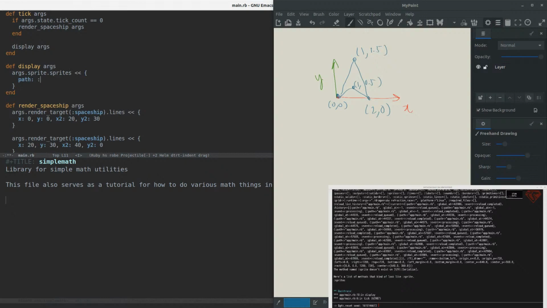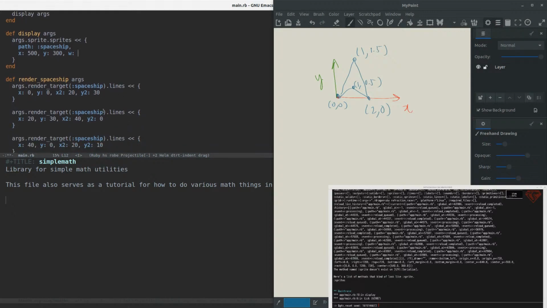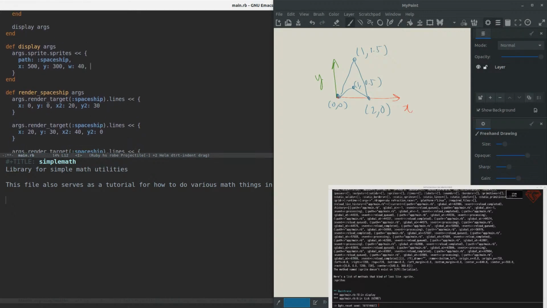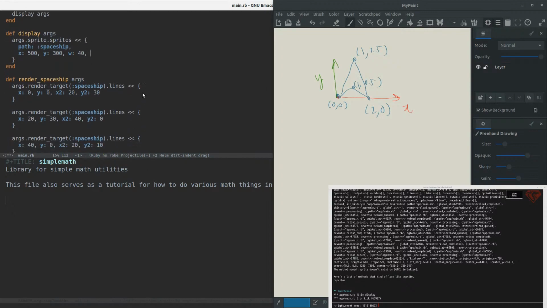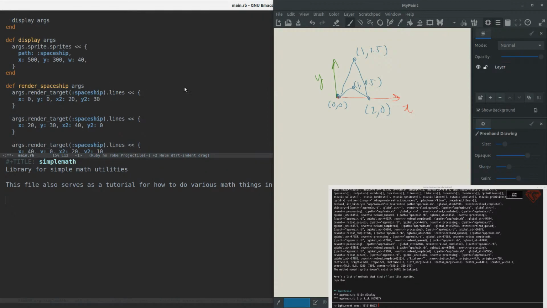So we'll do path, spaceship, and we'll put this for now somewhere kind of in the middle. It's a little bit closer to the center here. And we'll make this basically the same size as this. So this should be 40 by... should be 40 by 40, right? No? Why did I make this? Oh, yeah, that I guess is correct. This scaling is totally wrong, so we'll probably adjust this a little bit later.